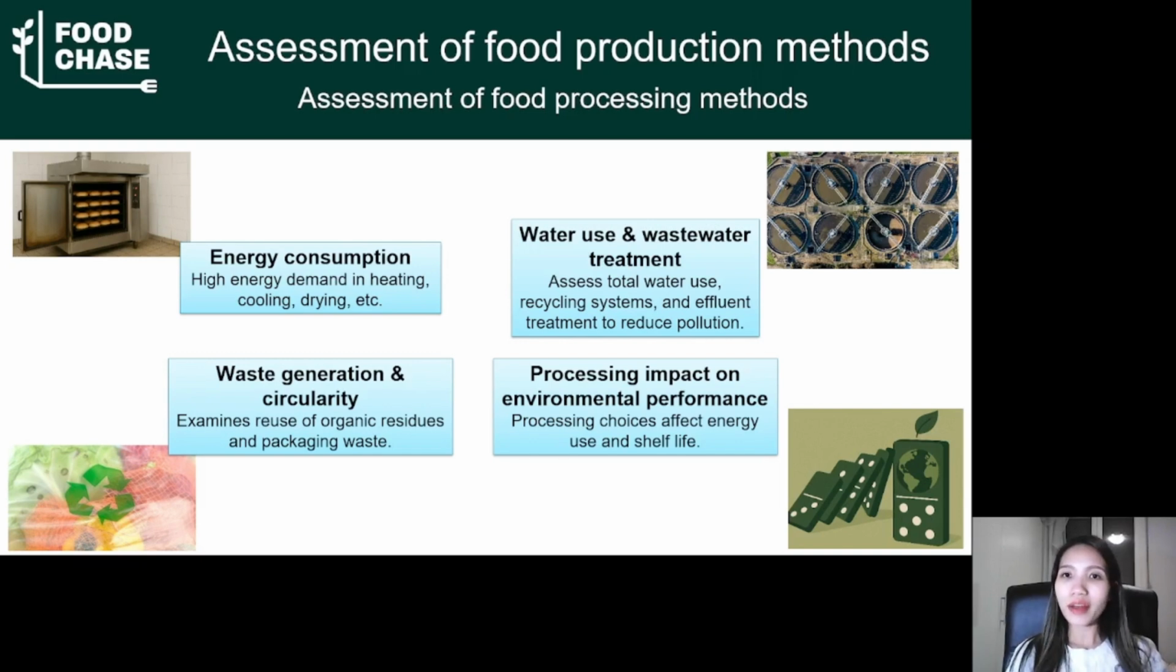For the assessment of water use and wastewater treatment, we have to assess total water use, recycling system, and effluent treatment to reduce pollution. In waste generation and circularity, we examine reuse of organic residue and packaging waste, and finally processing impact on environmental performance, including processing choices that affect energy use and shelf life.